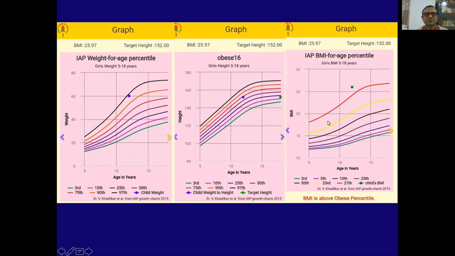So the beauty of this app is that here, if you look on the third panel on your slide, it actually tells you that BMI is above the obese percentile. So you don't need any calculations here. The app will do it for you. So clearly obese child.